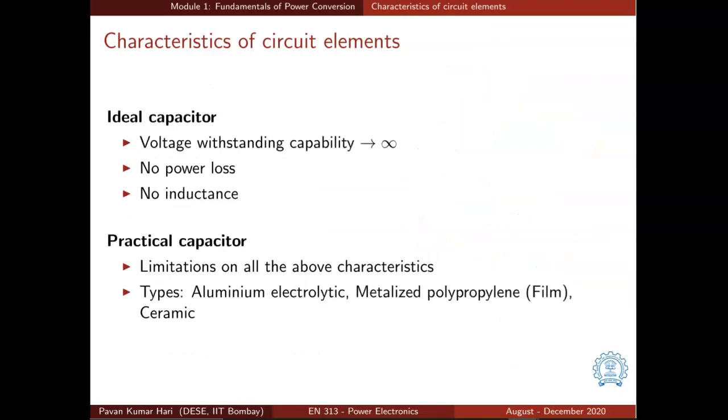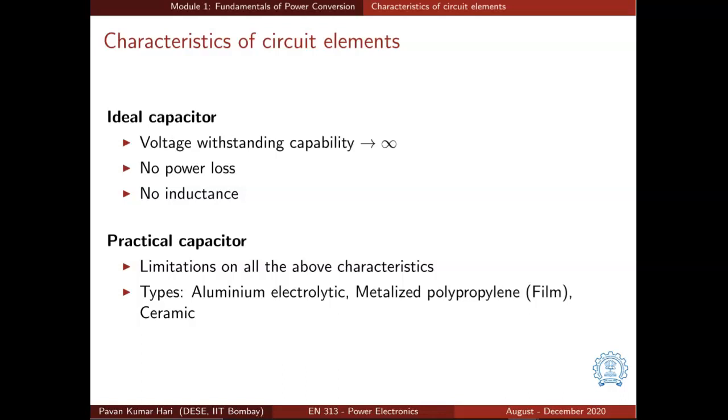Now coming to the third most important element in power electronic circuits, the capacitor. An ideal capacitor should withstand any voltage, there should be no power loss in the capacitor, and there should also be no inductance. The practical capacitor has limitations on all the above characteristics, so it can only withstand a certain voltage, which is given by the voltage rating of a capacitor: 100 volts, 200 volts, 1000 volts.